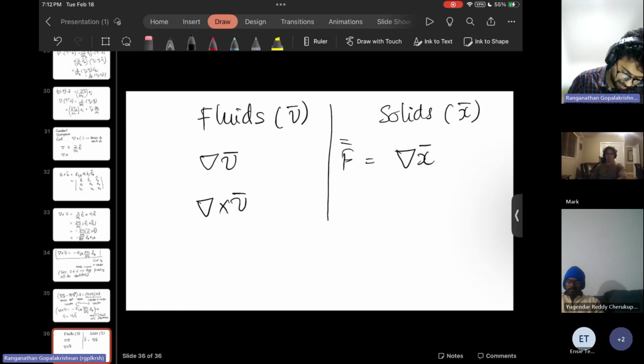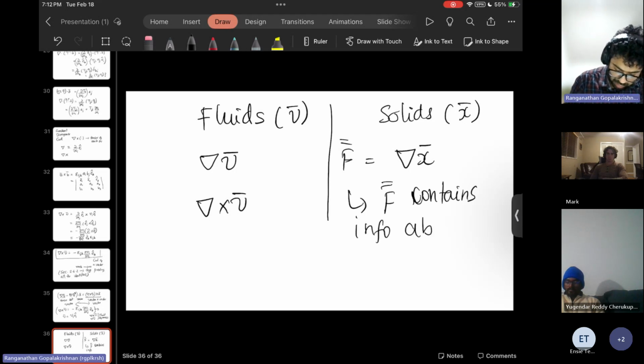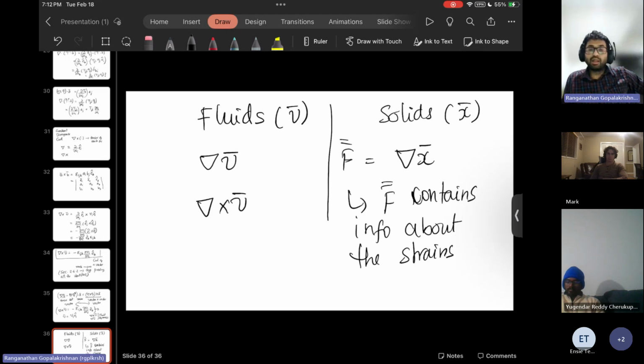And then we'll have various measures of the deformation tensor that contain info about the strains, and a lot of the next unit will be dedicated to understanding the properties of F, the deformation tensor. That's the whole thing about kinematics.